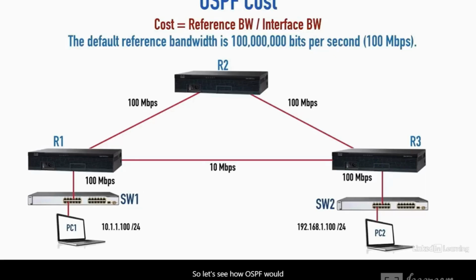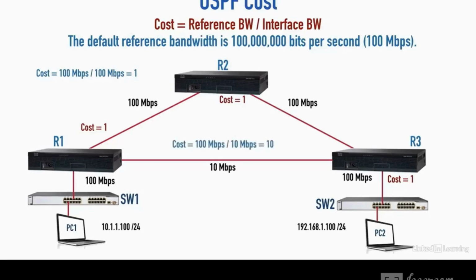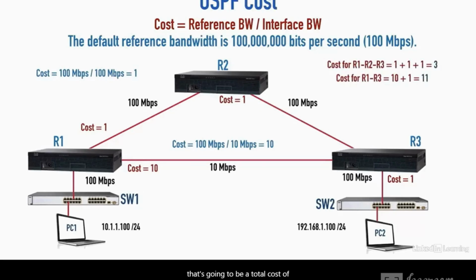So let's see how OSPF would calculate this cost. OSPF would say the reference bandwidth is 100 meg, the link speed is 100 meg, and 100 divided by 100 is 1, so we can give a cost of 1 to each of our 100 meg links. What about that bottom link from R1 to R3? Well, that's the reference bandwidth of 100 divided by the link speed of 10. That's going to be a cost of 10. So we can tell from this that we would rather go from R1 to R2 to R3. That's going to be a total cost of 3 as compared to going from R1 to R3 and then out to PC2, which would have a cost of 11.